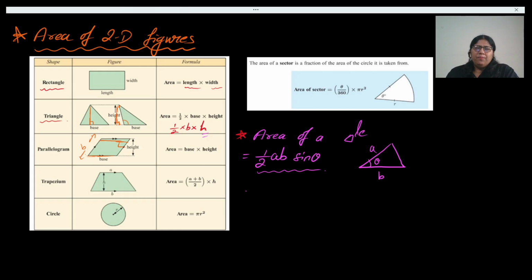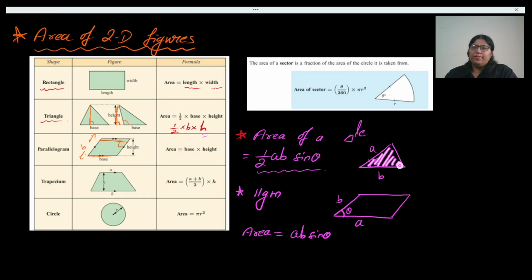This is for the parallelogram. If the two sides are A and B, and the base and height are not known, with side A, side B, and the included angle theta, you can take the area of this parallelogram as AB sine theta, which is double the area of the triangle, right? Area means occupied space. I can either take base times height or AB sine theta. Either formula you can use.